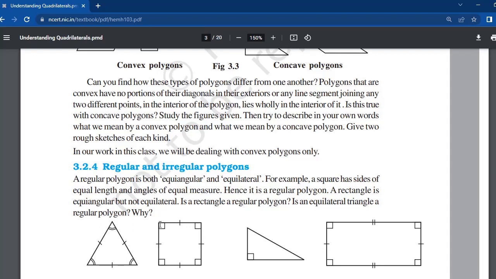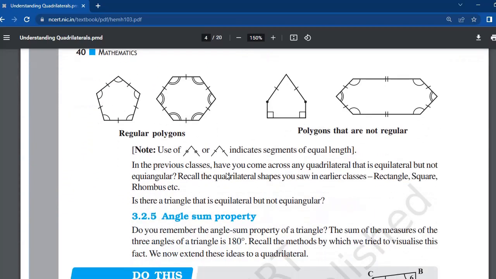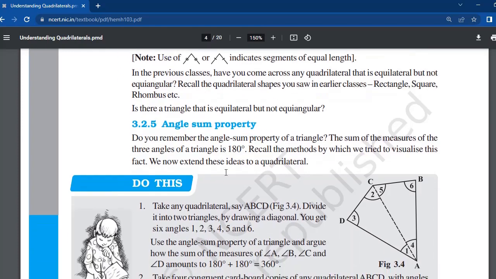How? If you divide it from here into two triangles, one triangle is here, the second triangle is here, in this way. If you sum up the one and two triangles, it will always be 180 degrees. 180 plus 180 is 360 degrees. Correct? So the sum of all angles of this figure is 360 degrees. This figure also will be 360 degrees. We will use all these properties while solving the problems.